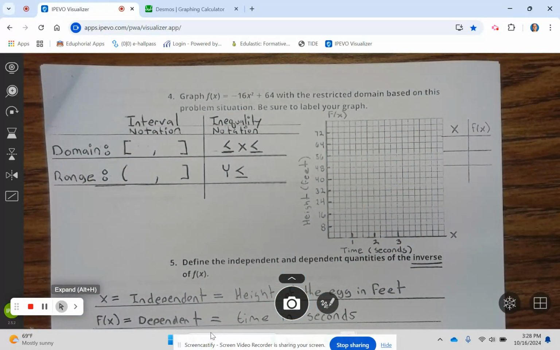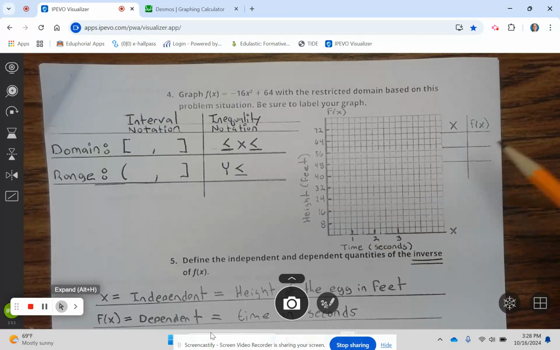4. Graph f of x equals negative 16x squared plus 64 with the restricted domain based on this problem situation. Be sure to label your graph. Okay, so if you would, go ahead and update the graph and table.